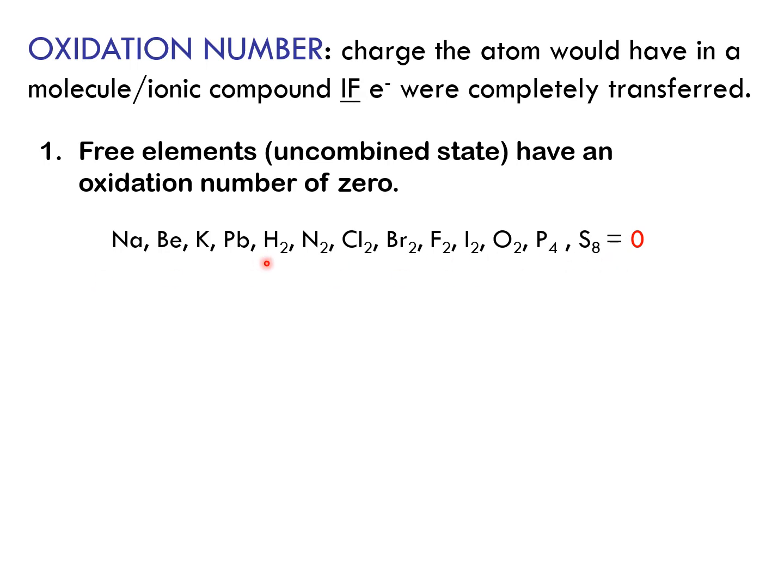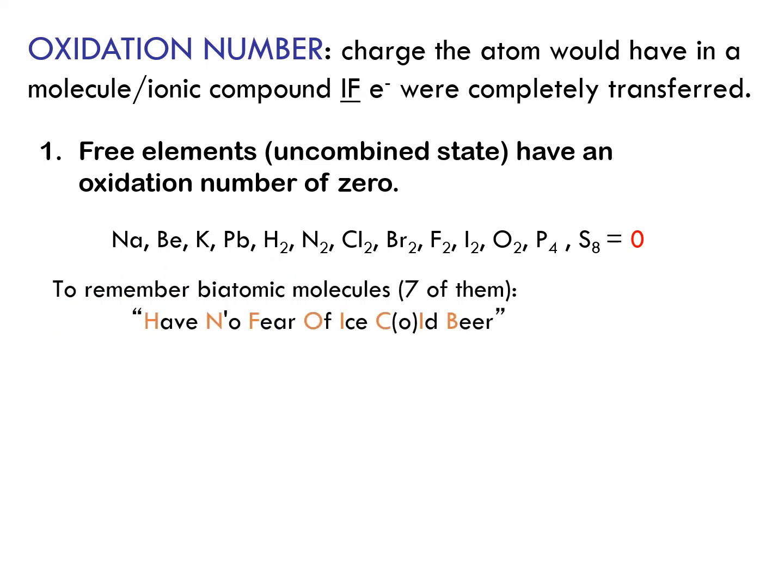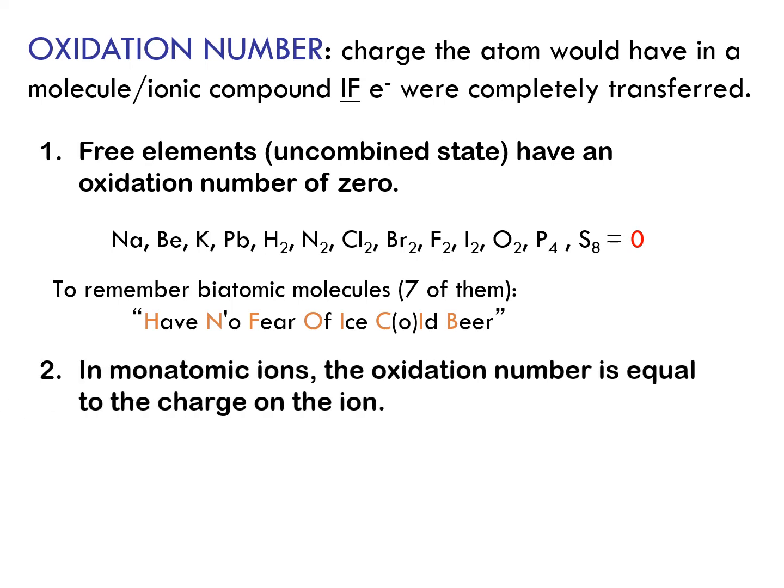To remember all the molecules that have a diatomic formula, there is a mnemonic: have no fear of ice cold beer. Then if you have an ion that's made of just 1 atom, a monatomic ion, so for example sodium plus, iron plus 2, aluminum plus 3, sulfur minus 2, fluoride minus 1, and so forth, the oxidation number is the charge on the ion. There is no figment of imagination there, they're already ions.